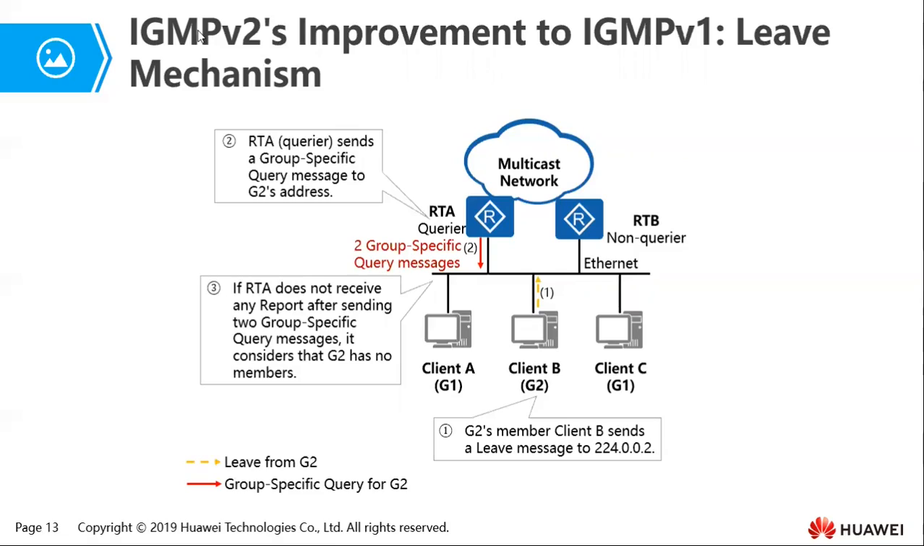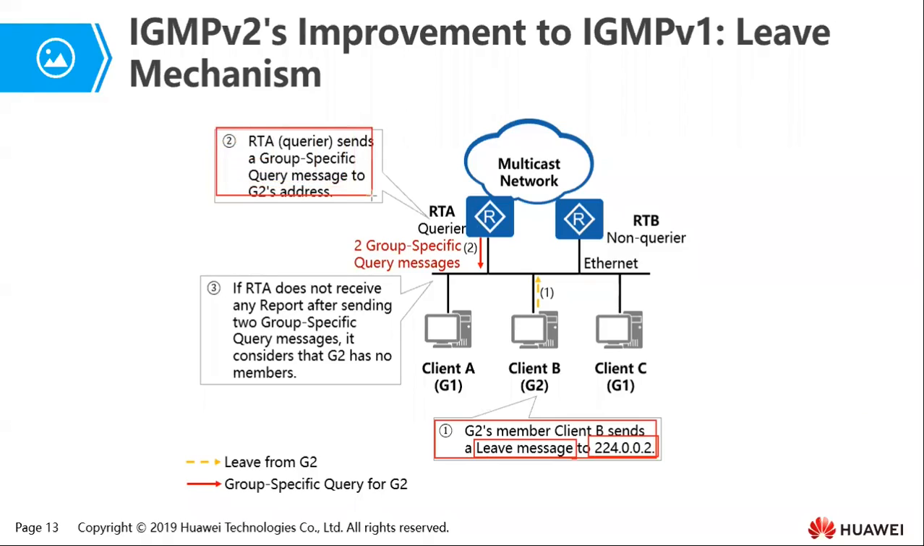IGMP version 2 is an improvement to IGMP version 1, so it introduced a leave mechanism. Let's look at this. Client B wants to leave group 2. Step number 1: G2's member, client B, when it wants to leave, sends a leave message to 224.0.0.2. Now RTA, which is the querier. Non-queriers do not forward multicast packets, and they also do not respond to leave messages.